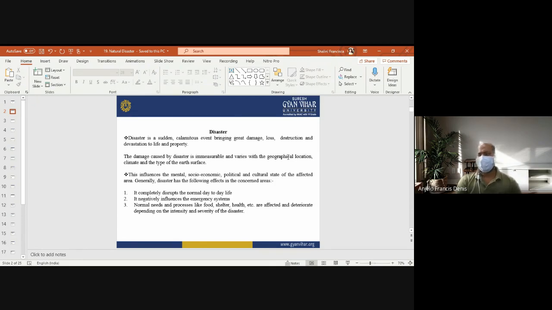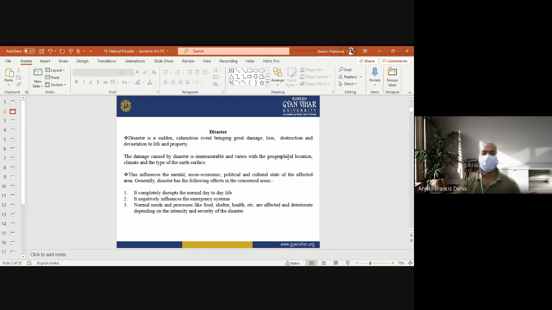We might have observed or faced some kind of disaster in our life. So we all know that whenever there is an occurrence of disaster, somehow there is a loss, somehow there is a damage. Such kinds of activities, either natural or man-made, we call disaster. The damage caused by disaster is immeasurable and varies with the geographical location, climate, and the type of the earth surface.